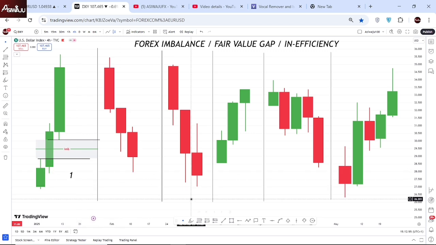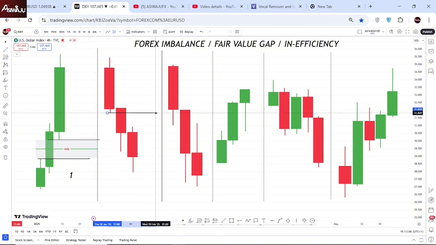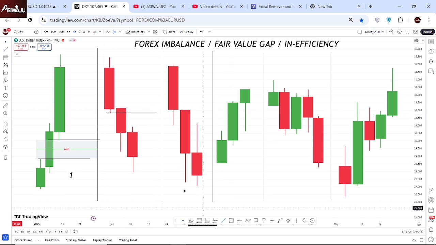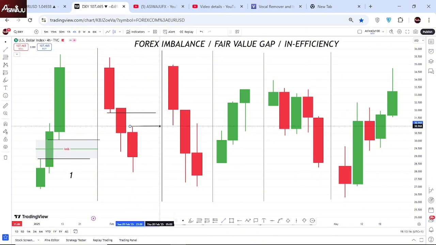As you can see, in the next example, when you look at the low of this first candle, you take your trend line and drag it out to the high of this third candle. You can see that we have a gap here. We have what we call the imbalance between the first candle and the third candle. So this is how to mark it out in a bearish move.